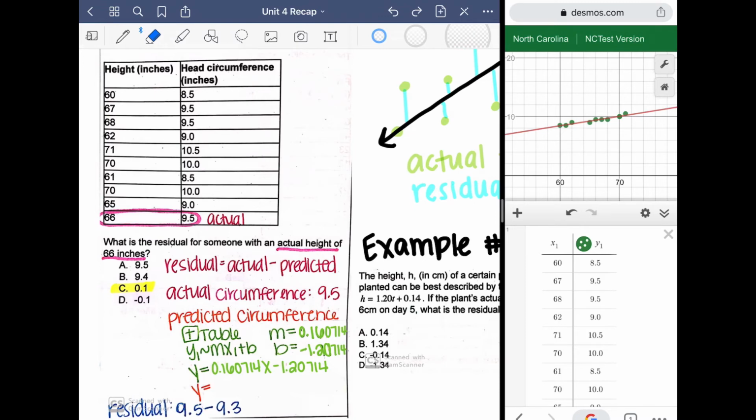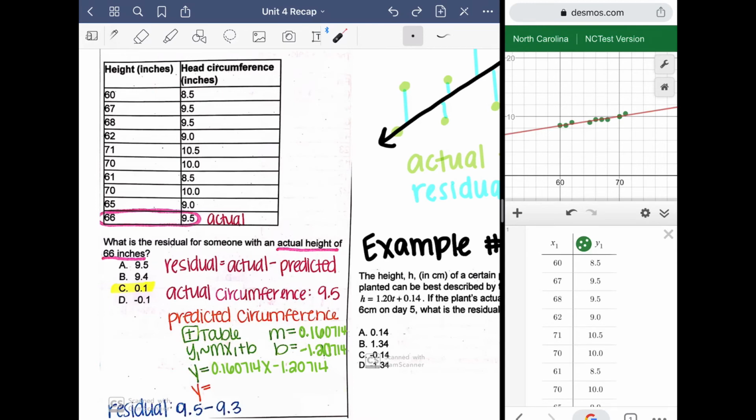The process for finding a residual is pretty simple. It's just a matter of subtracting the predicted Y value from the actual Y value. In other words, the residual is equal to the actual Y value minus the predicted Y value. So to find the actual y value, that's going to be on your graph or in the table that you were given. So the actual y value of someone with a height of 66 inches is 9.5. So the actual circumference is 9.5. We need to know the predicted circumference so that we can subtract 9.5 minus whatever the predicted is. So to find the predicted circumference, we have to use a line of best fit.